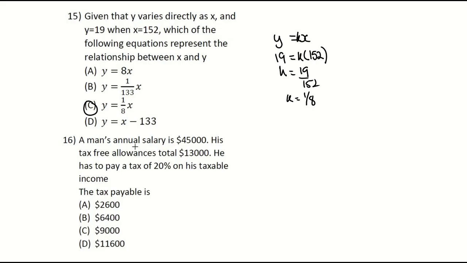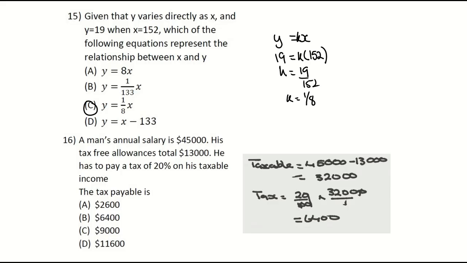Number 16, the value of an annual salary. We did this question already as well. I believe the answer was 6,400, if I'm not mistaken. Yep. The taxable income was 32,000, 20% of this. If I have already done the question, I'm just going to take the answers and the working I already have and put it in.